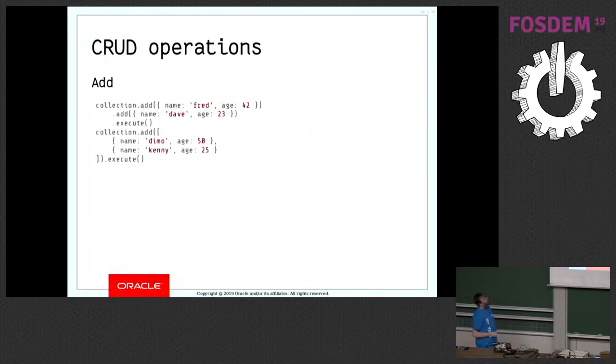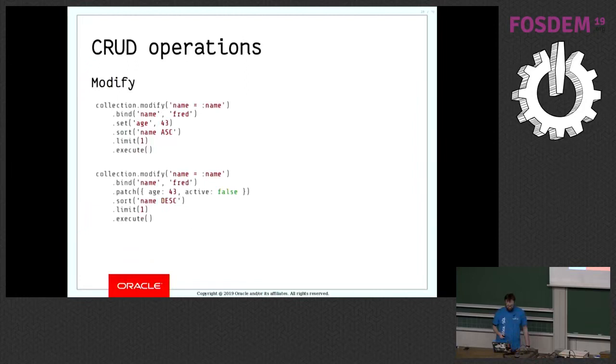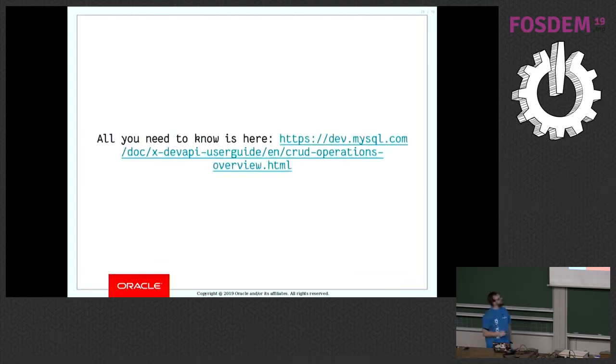So these are the different type of CRUD operation. So we have the add, remove, and this is the syntax, right? Modify, it's cool because you can say, okay, I want to modify the name, and I put the name, I will bind with the new value. Or you can also use the patch function, and you can patch your JSON document like that. So all you need to know is here on the user guide with all the CRUD operations.